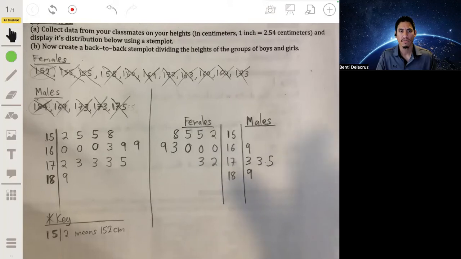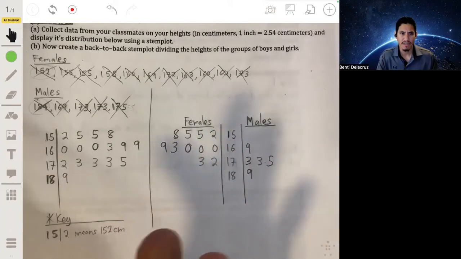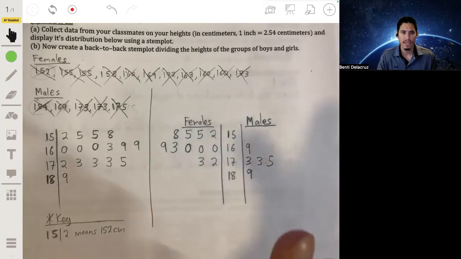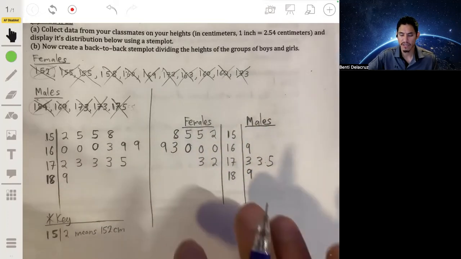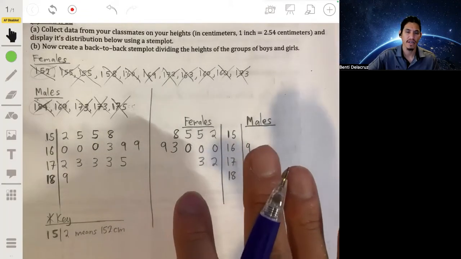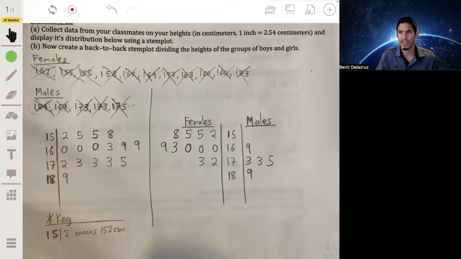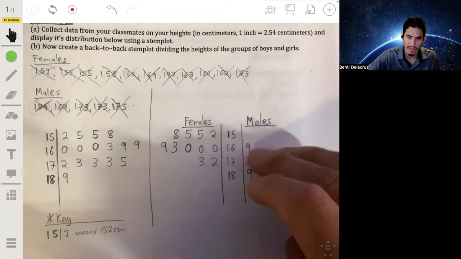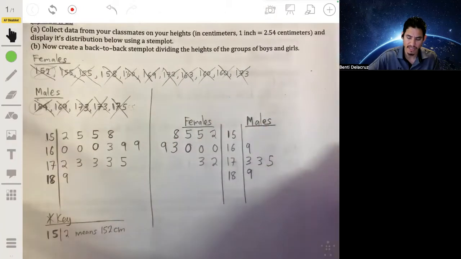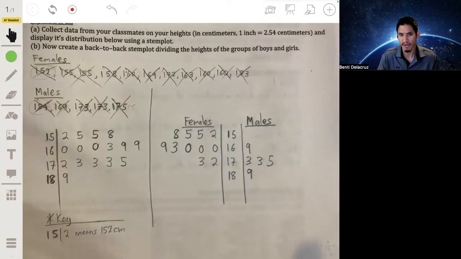Now, there's not much data, I just happen to have a small class this past year, but one of the advantages of having back-to-back STEMplots is you can see how the data within the data compares. As we know, males tend to be on average taller than females. So we can see that the values for the males tended to be grouped higher than the values for the females. And that makes sense. Now, even with this, again, I only had less than 20 values. If you had more, like 30, it would probably be more clear on the patterns of each group.